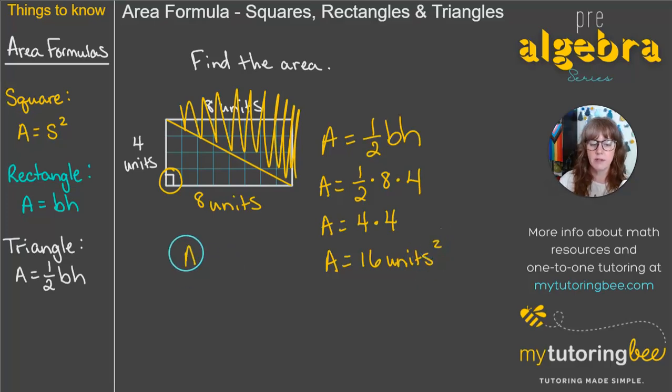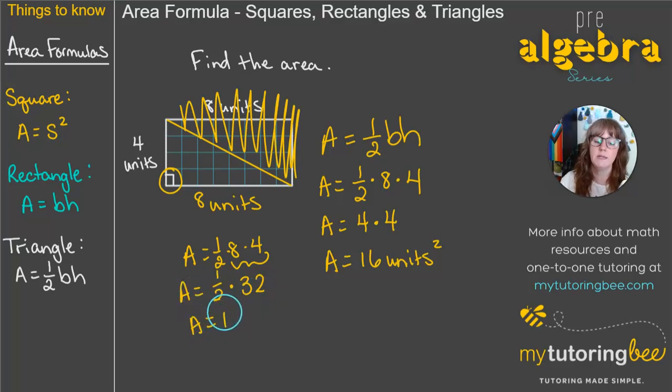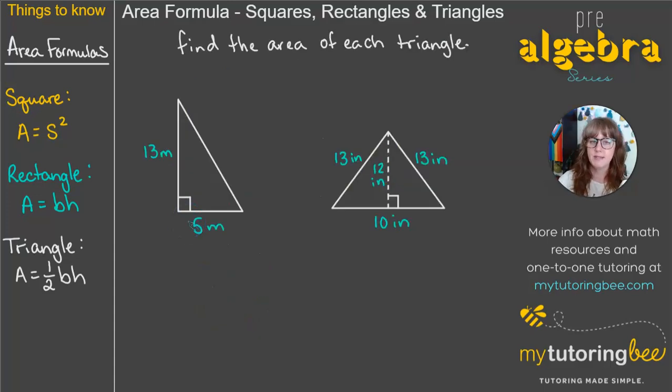Again, I could have done area equals 1/2 times 8 times 4 and multiplied 8 times 4, which is 32, and then taken half of that, and half of 32 is 16. So we still get 16 either way. Now let's do some more examples with finding area of triangles.